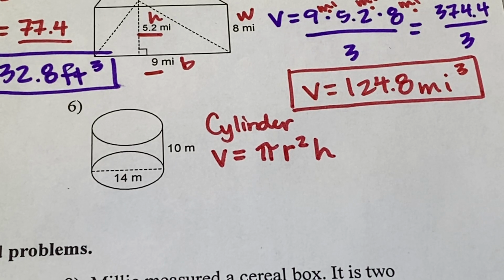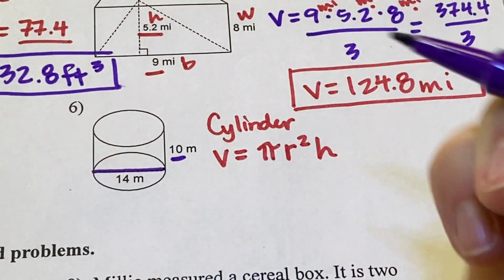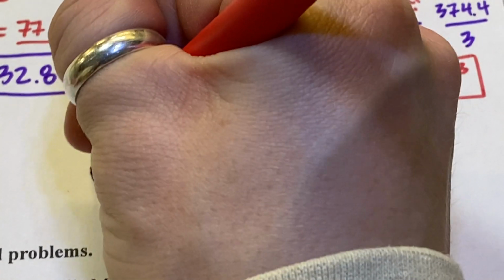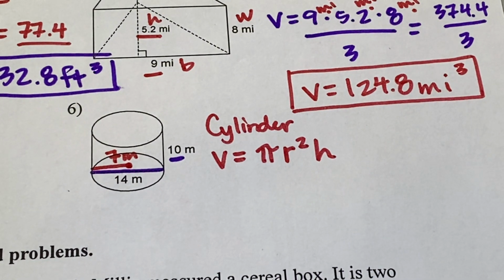We need the radius and the height of this cylinder. Who thinks they can tell me what the height is? How tall is this cylinder? Kaylee? 10 meters. Now, what's my radius? 14. Ooh, that's not my radius. My diameter. The diameter is 14. The radius is half of the diameter. So that would be 7. Beautiful.